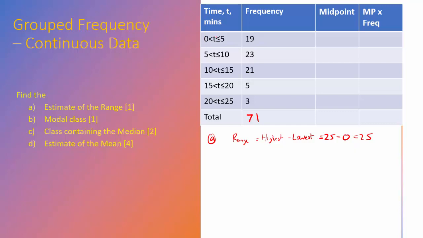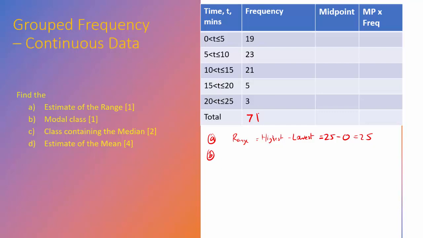Also, each one of these is called a class. So 0 to 5 minutes is a class, 5 to 10 minutes is a class, 10 to 15 is a class. So these are all classes. That helps us to answer question B, where it says find the modal class. Which one of these 5 classes is the modal class, the most popular class?